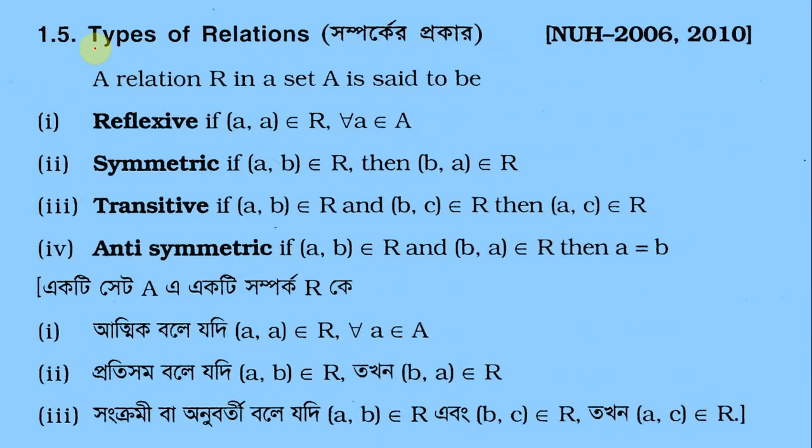Now we will discuss types of relations. My dear students, a relation R in a set is said to be reflexive if (a, a) belongs to R for all a belonging to A; symmetric if (a, b) belongs to R, then (b, a) belongs to R; transitive if (a, b) belongs to R and (b, c) belongs to R, then (a, c) belongs to R; and antisymmetric if (a, b) belongs to R and (b, a) belongs to R, then a is equal to b.